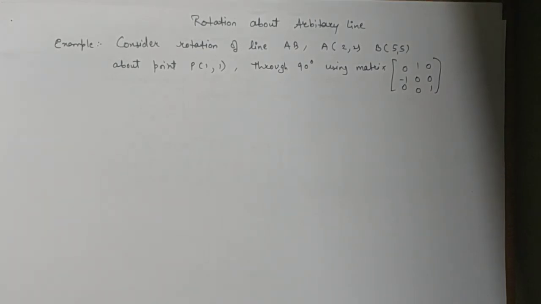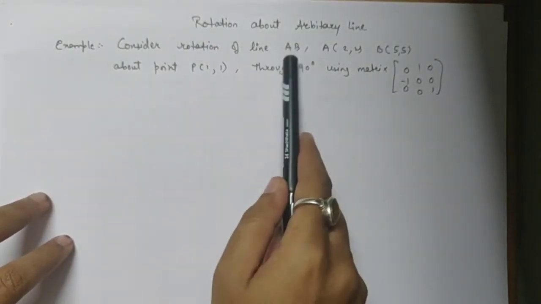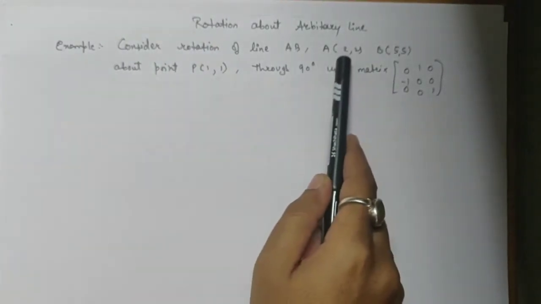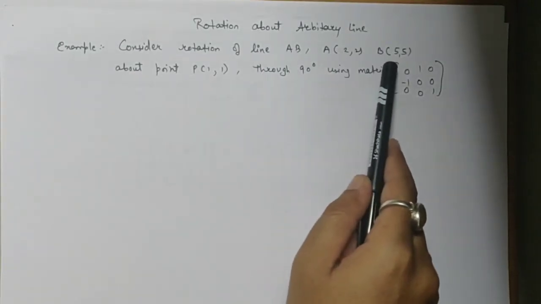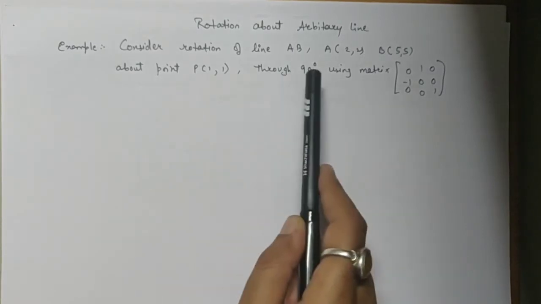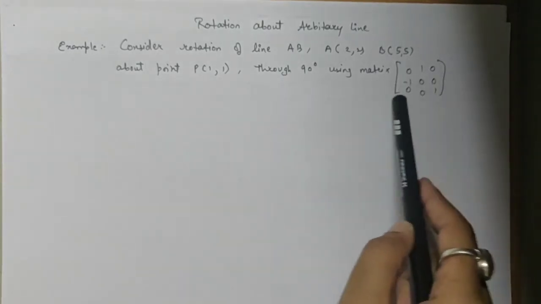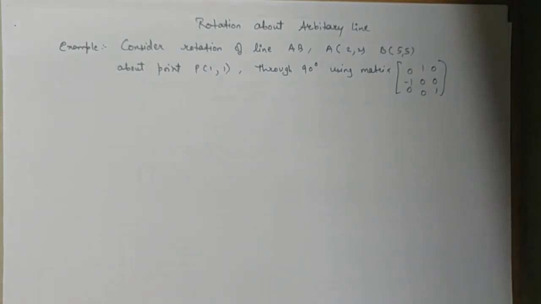In this example, consider the rotation of line AB, where the points A and B are given. A is given as (2,2) whereas B is given as (5,5), about point P (1,1) through 90 degrees using a matrix. This rotation matrix is also given. So now let's see how we will calculate the rotation about the arbitrary line.